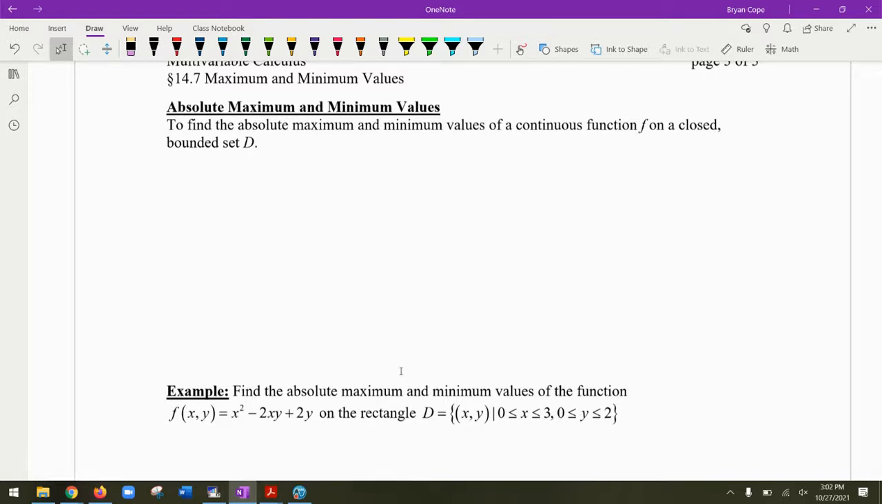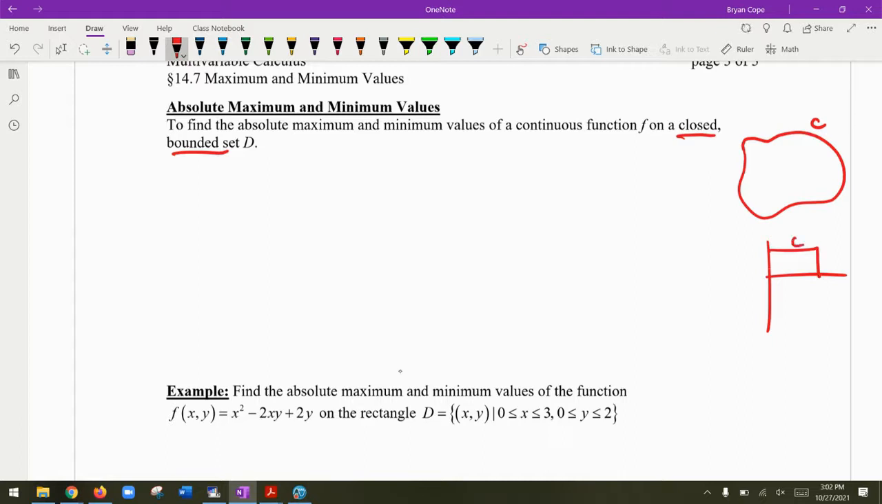So let's tackle this and see how far we can get. All right. That was all about local max and mins. Let's do absolute. Here's how we do it. To find the absolute max and min values of a continuous function f on a closed bounded set. Closed bounded set means that we're going to have some boundary, right? There's going to be some curve that bounds us. Thankfully, the curve's not going to be complicated. It's often just going to look like a rectangle, with a curve taking us around that rectangle, and that's the boundary.